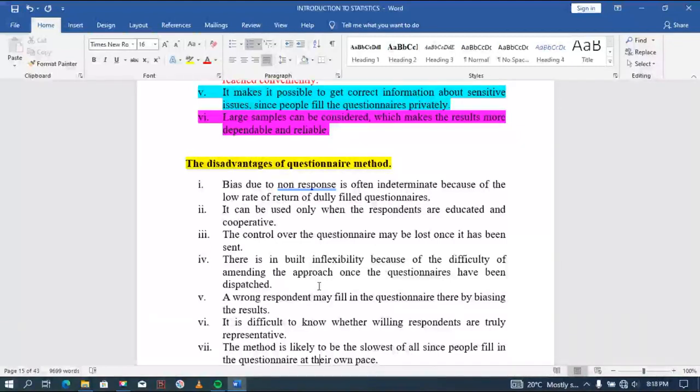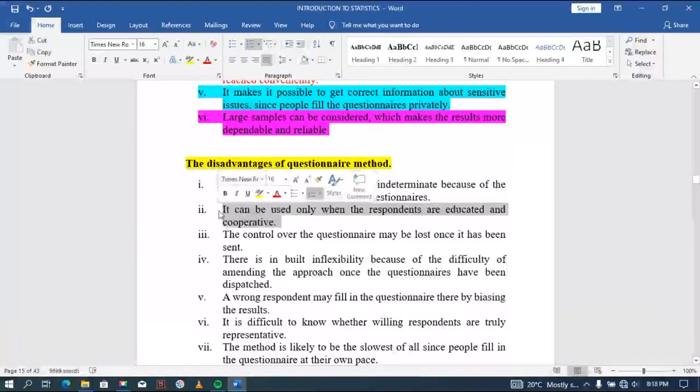Then the questionnaire method can also be used only when respondents are educated and cooperative. So of course there are situations where a respondent may not be willing to cooperate. If he's not willing to cooperate, then he will not answer the questionnaire. He may either send back a non-answered questionnaire, or he may not even send back the questionnaire. Someone who is not educated may not be in a position to fill a questionnaire, so you find that they would be eliminated from the research.